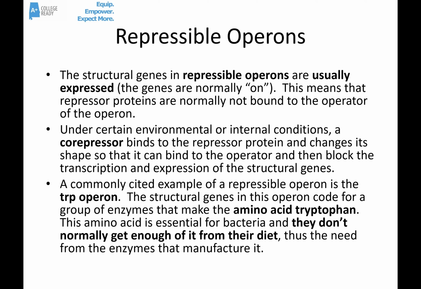The most commonly cited example in AP biology of a repressible operon is the trp operon. The structural genes in this operon code for a group of enzymes that can manufacture the amino acid tryptophan. This amino acid is essential for bacteria, and they don't normally get it from their diet or from their environment, so they have to make it. And these enzymes, coded for by the trp operon, allow the bacteria to make the amino acid tryptophan.